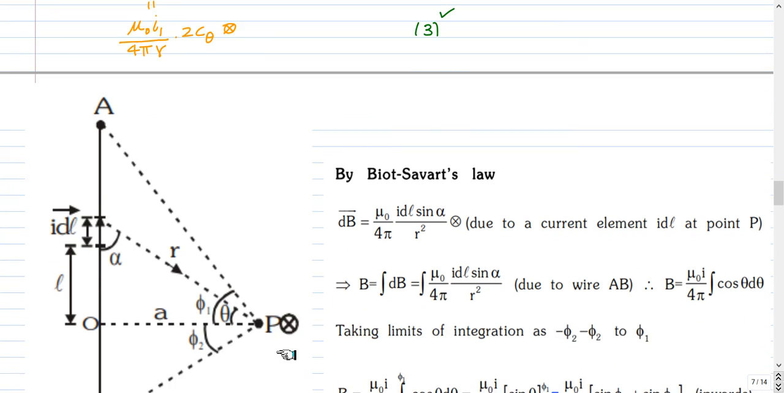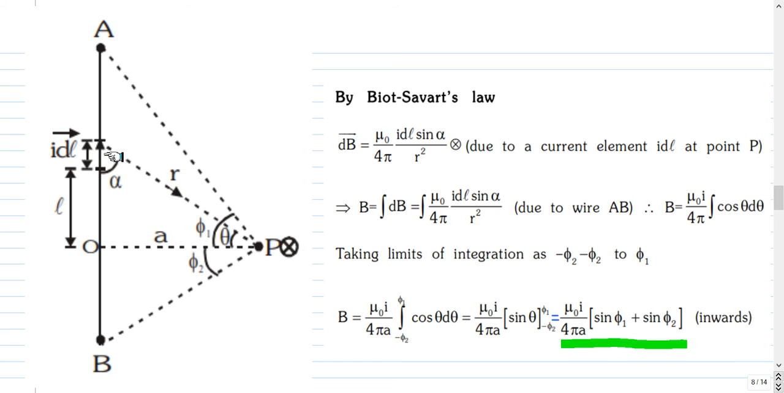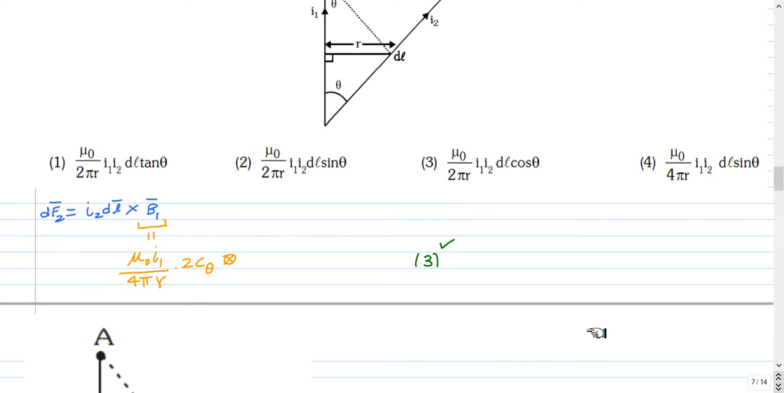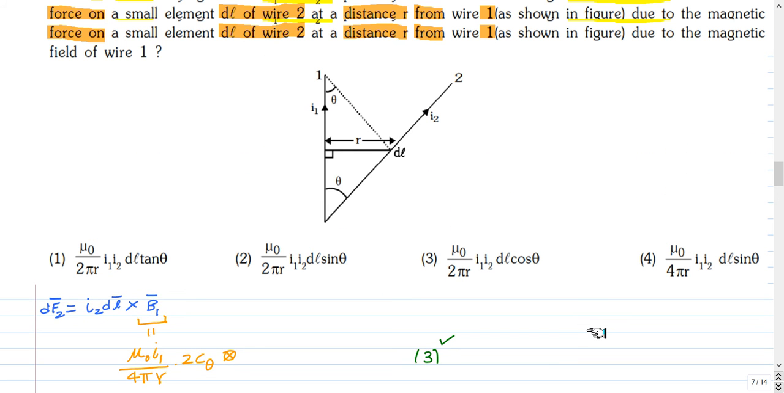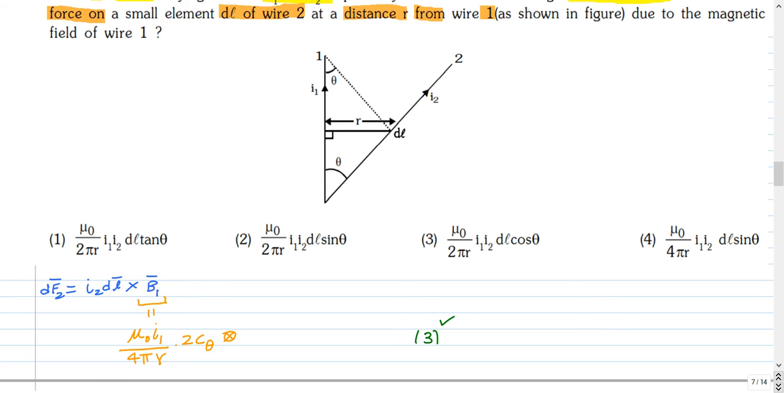The magnetic field due to a finite length wire at a distance a from the wire is mu naught I by 4 pi a into sin phi 1 plus sin phi 2, where phi 1 is this angle. In terms of alpha, it will be cos alpha 1 plus cos alpha 2. And here alpha 1 and alpha 2 are the same. So it is mu naught by 4 pi distance, that is r, into 2 cos theta. And the direction of the magnetic field is into the plane of paper and dl is in the plane of paper. So the angle between dl and B is 90 degrees. So just mu naught by 2 pi r into I1 I2 into dl cos theta. So the correct option is option 3.